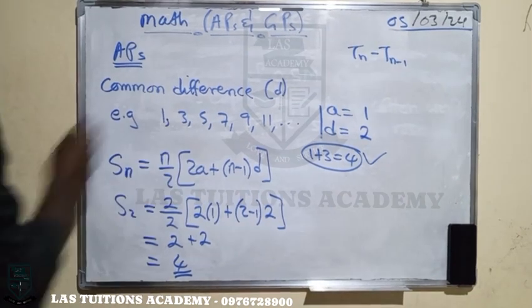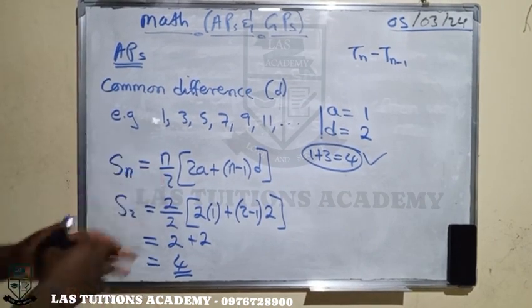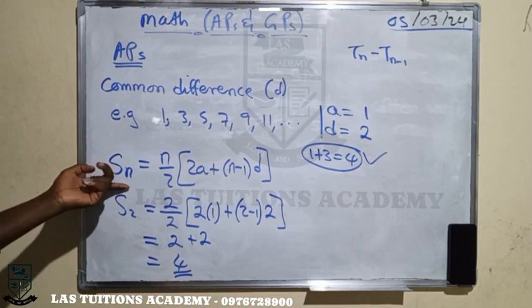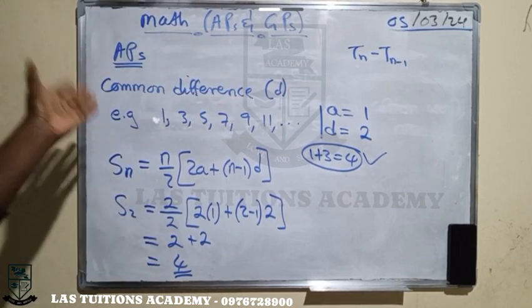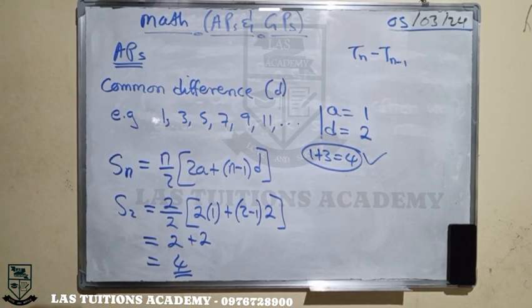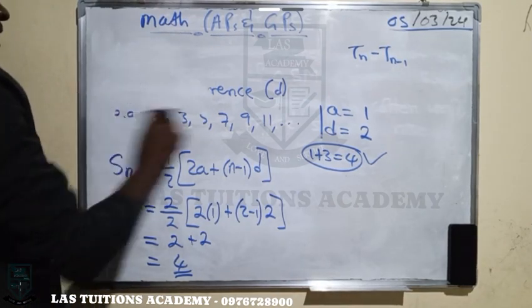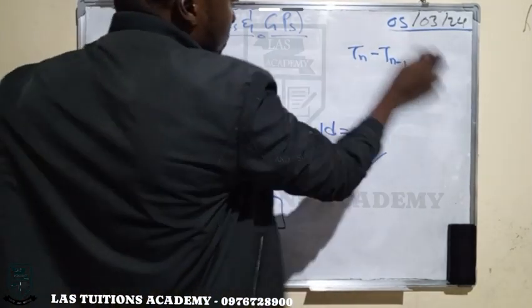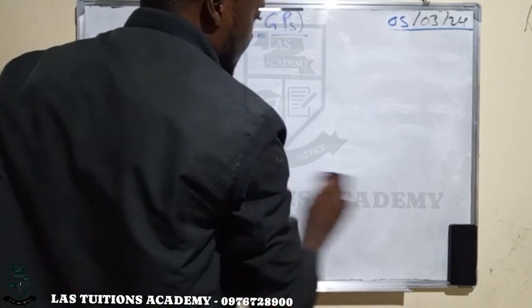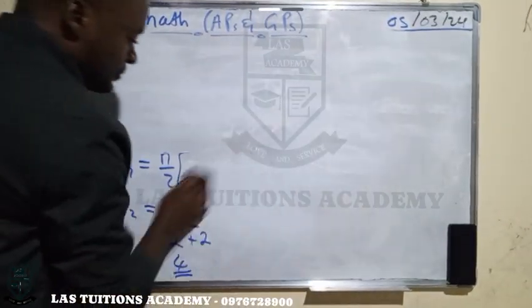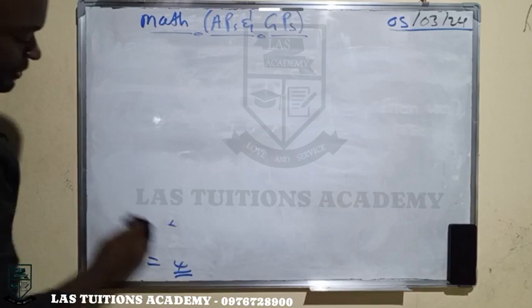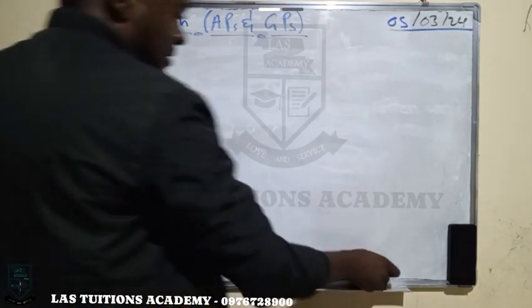So we are done. Basically, with APs, we are done because you only need to know how to sum up and how to find a specific term in the expansion. That's all. For this, you are done. So we can quickly move to GPs.